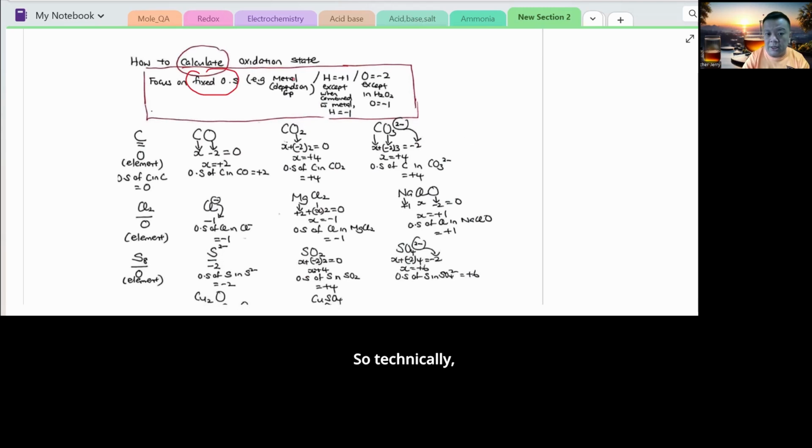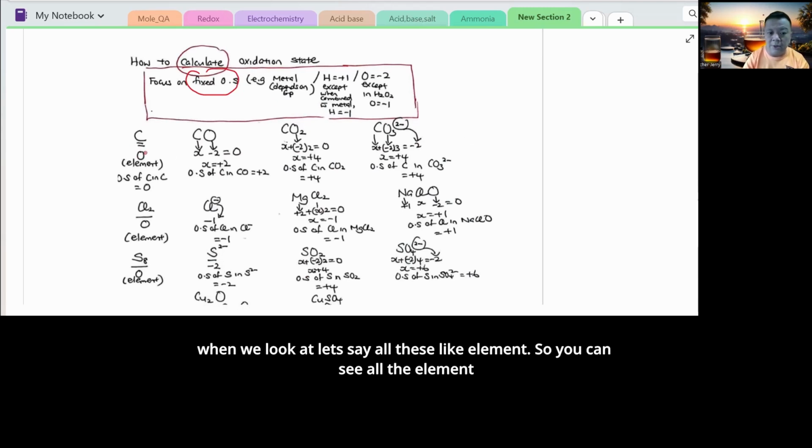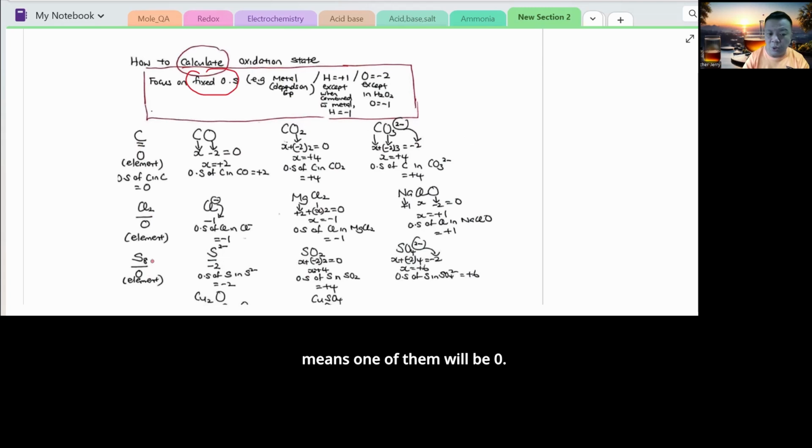Technically, when we look at all these elements, only one of them will be 0. So no need to calculate. We don't care how many atoms are there; it can be S8, it can be Cl2. They're all elements. There's only one element inside.